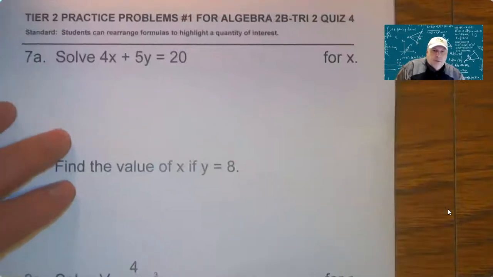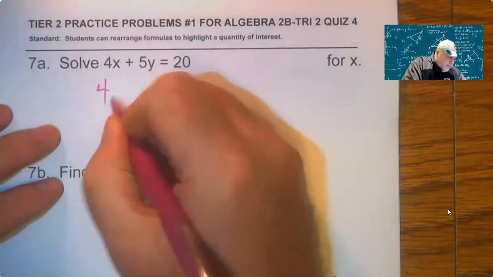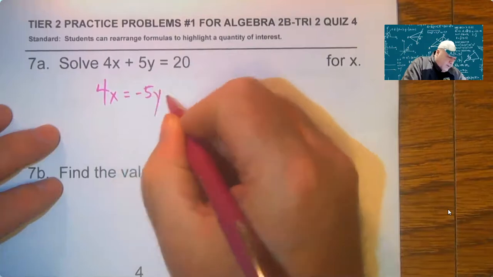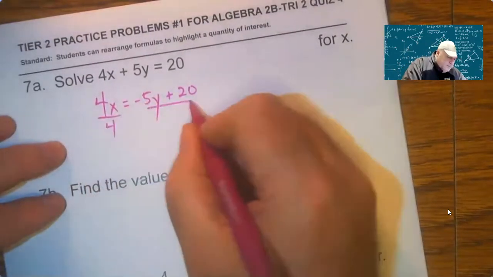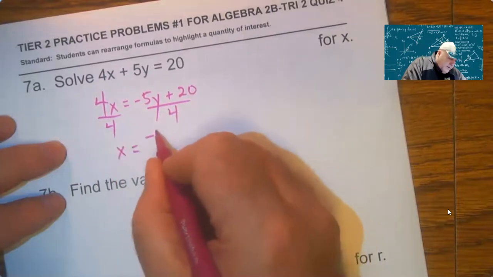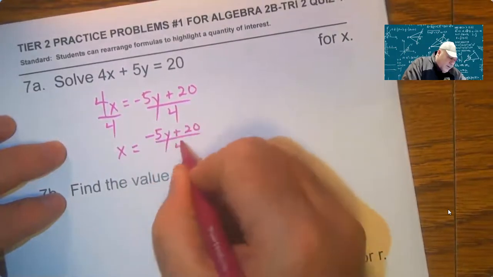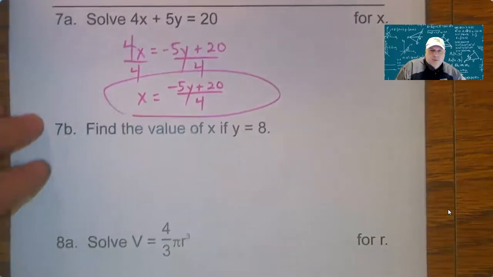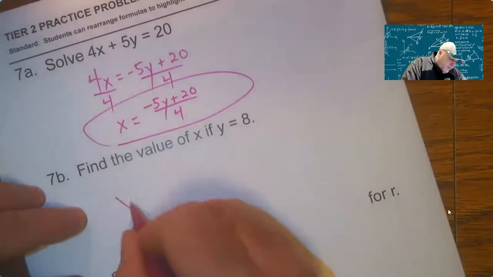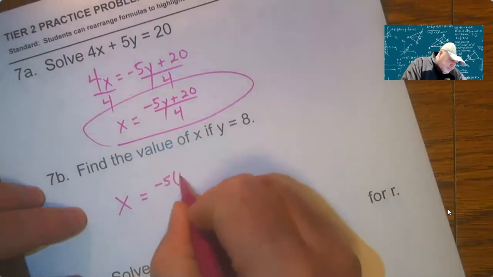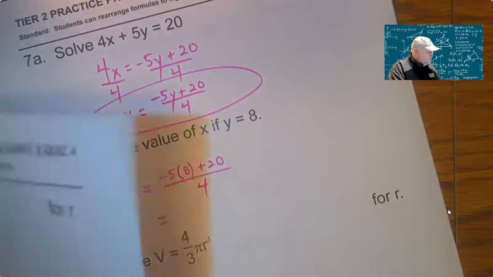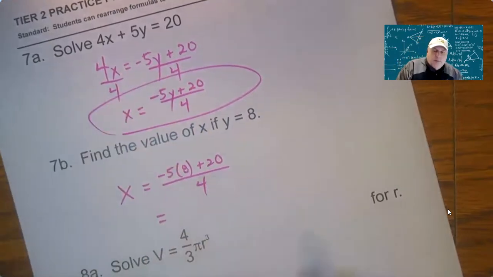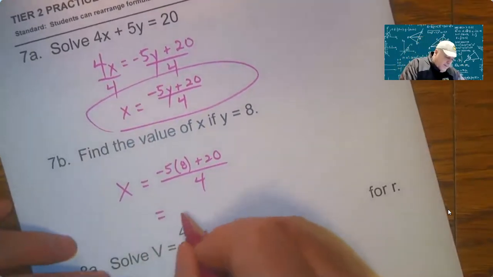All right, next page. Solve for x. So we want to isolate the term that contains x on one side. That means subtracting the 5y to the other side. And then we're going to divide by 4. And so however you want to do this, I just am in the mood for keeping one fraction bar like that. Find the value of x if y equals 8. So you substitute in y equals 8. And that is negative 40 plus 20, negative 20 over 4, negative 5.